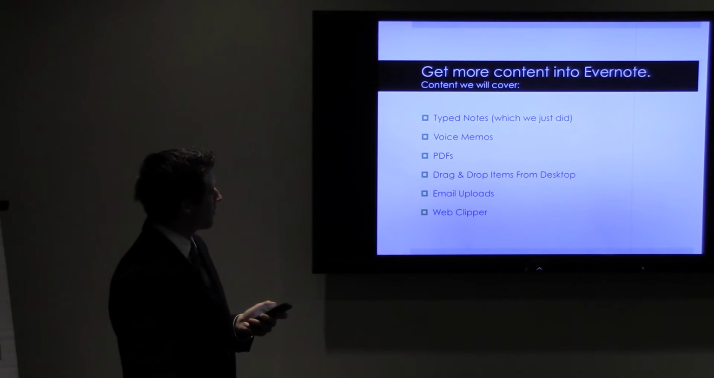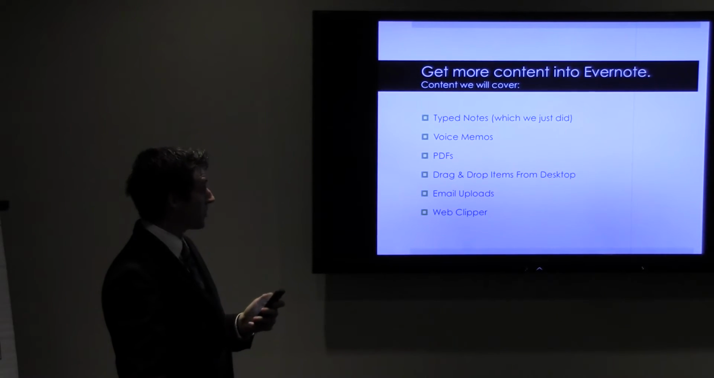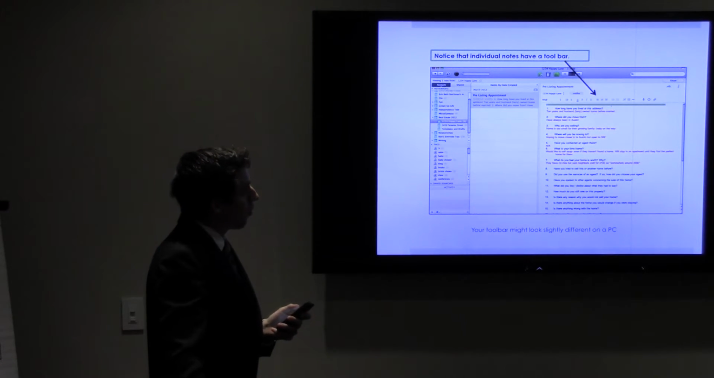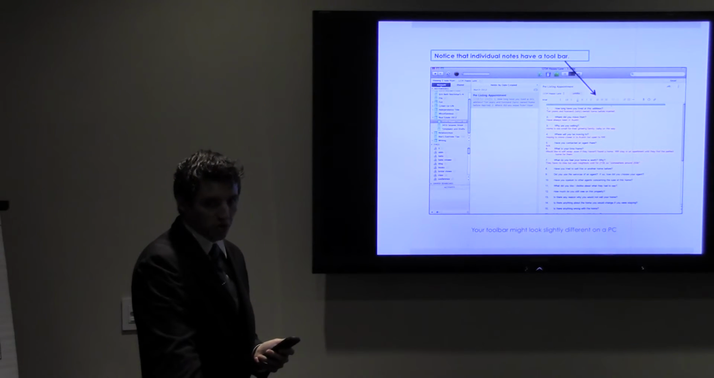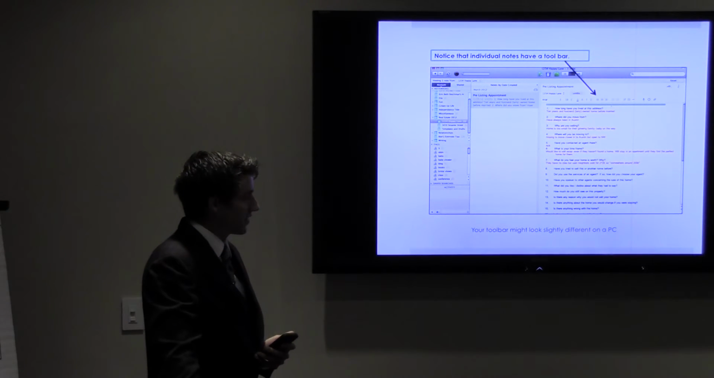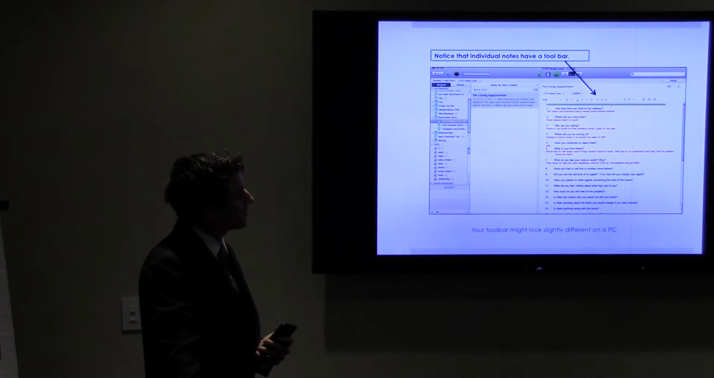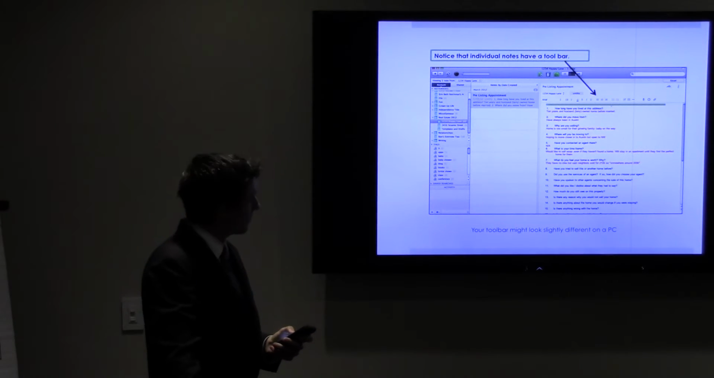So, get more content into Evernote. We will cover typed notes, which we just did, voice memos, PDFs, drag and drop items from desktop, email uploads, and web clipper. Notice that individual notes have a toolbar, just like Microsoft Word or Google Docs. You have your fonts, font size, font color, bold, italics, underline, justification, bullets, check boxes, outline numbers. You can create a table. You can even add voice, and you can attach stuff.